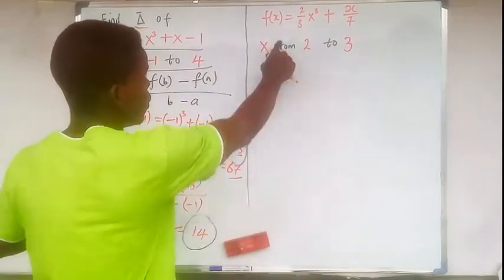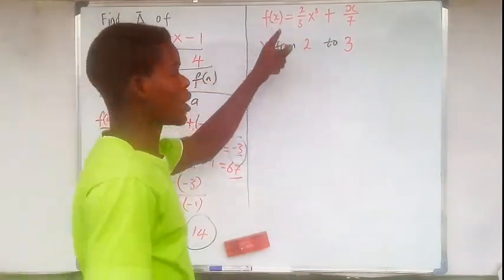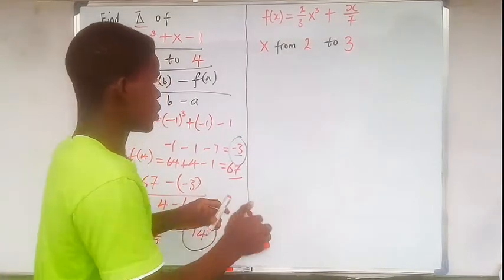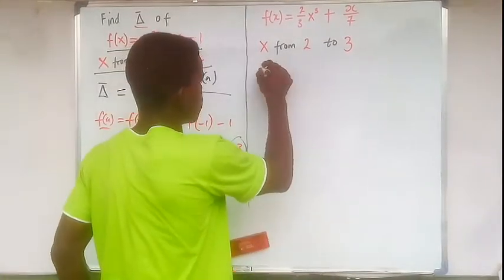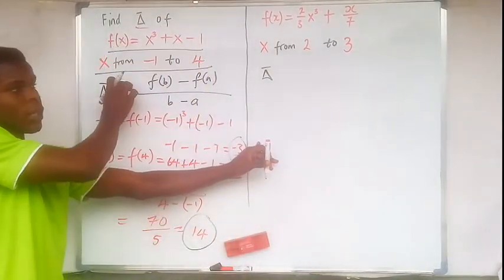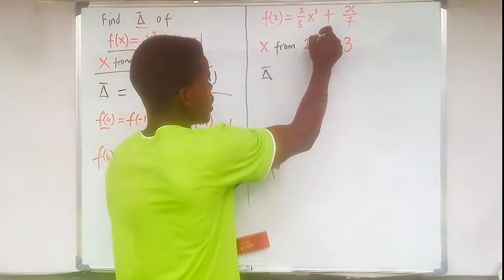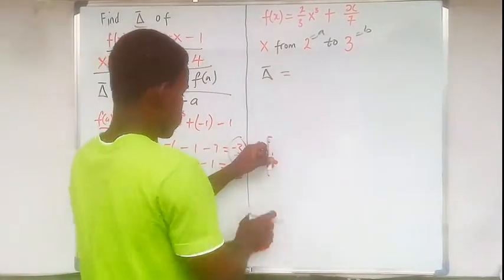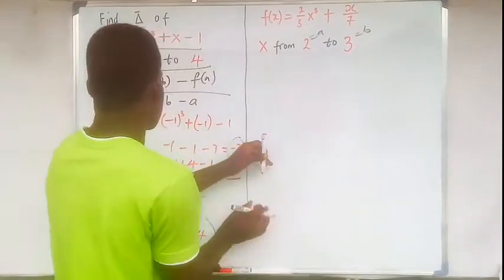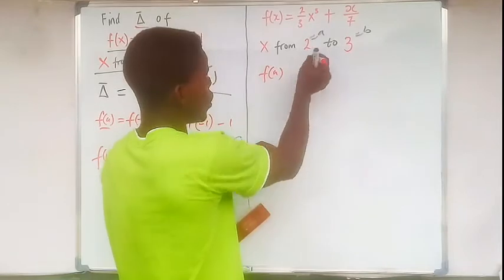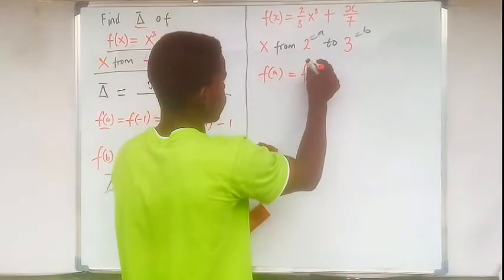Now you're given the function to be defined as 2 over 3 x cubed plus x over 7. So what is the average rate of change as x changes from 2 to 3? So we're not going to go through this process of explanation. Just take note of this formula, substitute. So you take note that your A is this and your B is this. So average rate of change given as this would be, so we need to find the f of A and f of B. So f of A will become, where your A is 2, so f of 2.